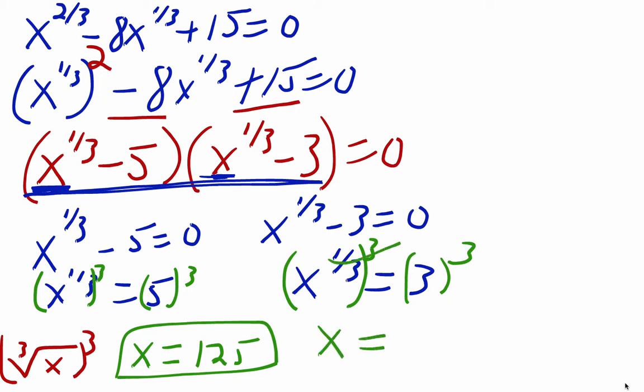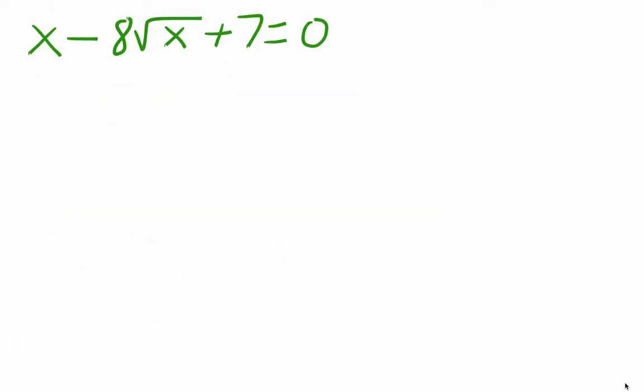Alright, those cancel out, so I have x equals 3 to the third power, which is 27. So those are my zeros, those are my roots, that's where they cross the x-axis. So that is my answer.